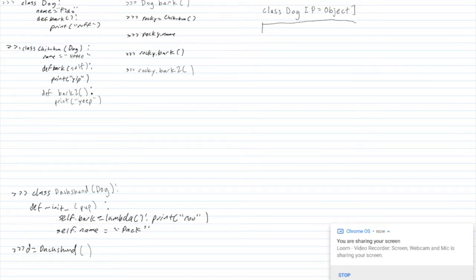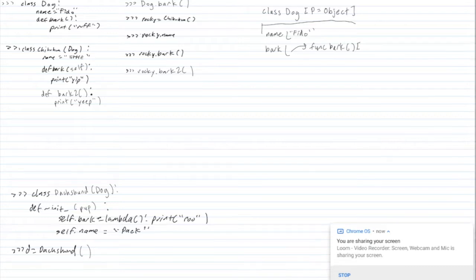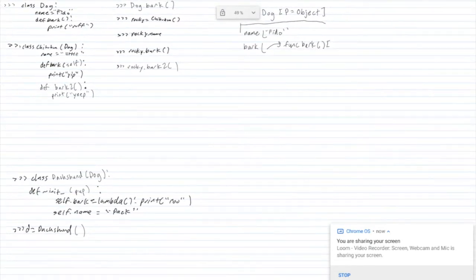Then we'll define our class attribute, name, which is Fido, and the method bark, which, as we normally do, points to a function bark. An important rule to note is that the parents of functions must be function frames, and the parents of class frames must be class frames. This is a new concept: function versus class frames.